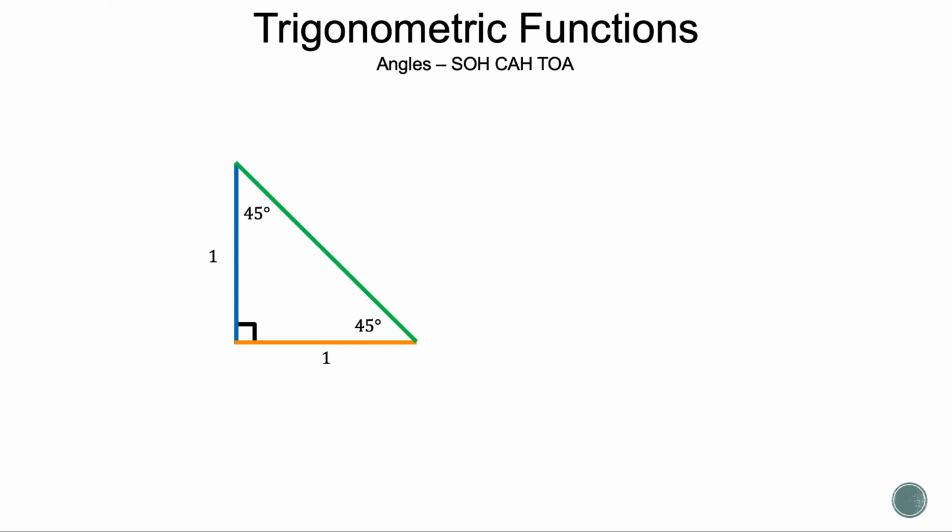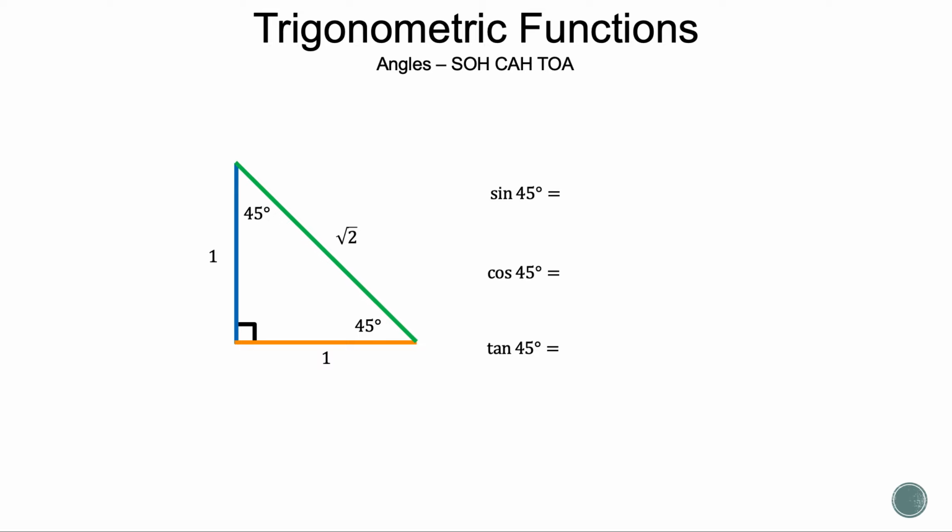Let's look at another special triangle. Here we have an isosceles right triangle, and we can call it a 45-45-90 triangle because those are the angles. Let's use the Pythagorean theorem to find the hypotenuse, and the measure is square root of 2. Let's use the 45-degree angle as theta. Which one? They're both the same, so it doesn't matter which one we choose.